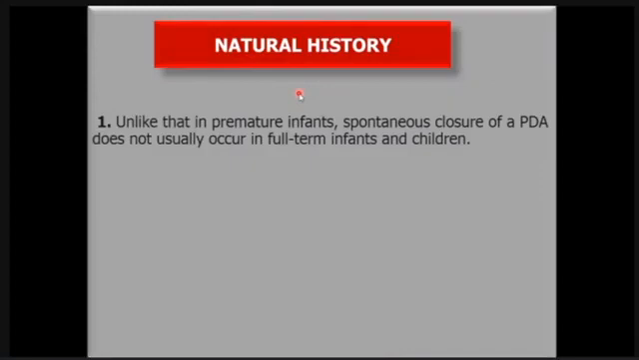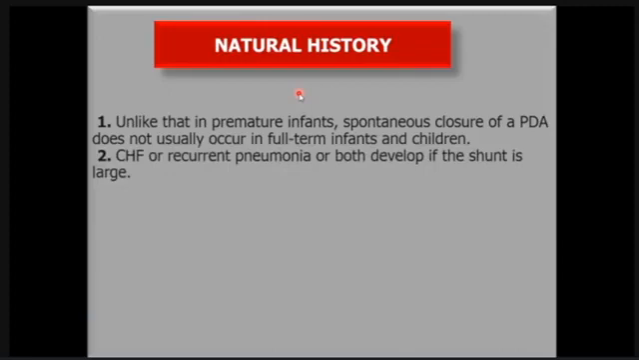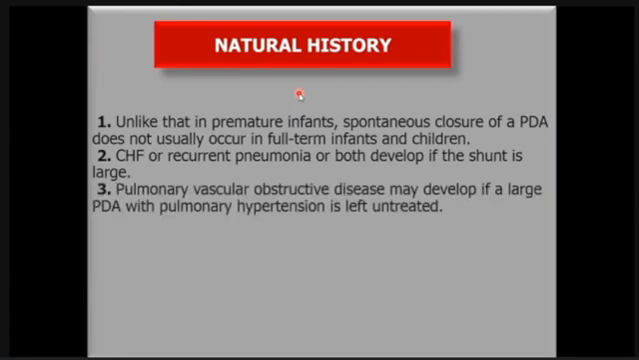In full-term infants, there is no chance of a spontaneous closure of the PDA. But in the prematures, it is possible. Of course, for small PDA, not large PDA. Heart failure, pneumonia, they can develop if the shunt is large. Pulmonary vascular obstructive disease, pulmonary hypertension can develop with large PDA, like VSD.